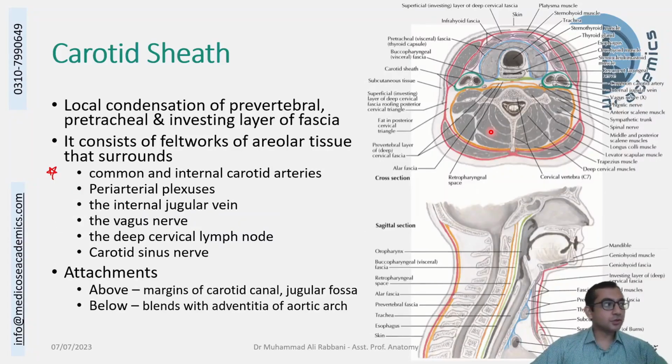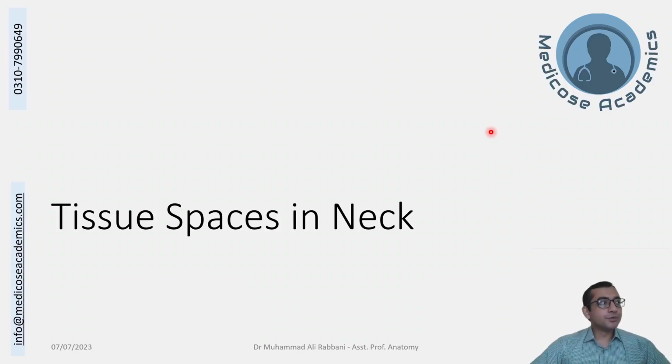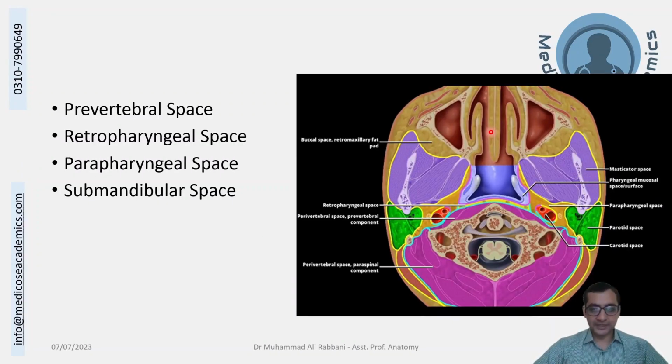So this is about the fascias. I like to go into the detail because it clears so many things up that are usually not covered if you skip this topic and try to understand them retrospectively. So the next one is the spaces. We will be talking about prevertebral space, retropharyngeal space, parapharyngeal space, submandibular space. Ignore the picture for now.